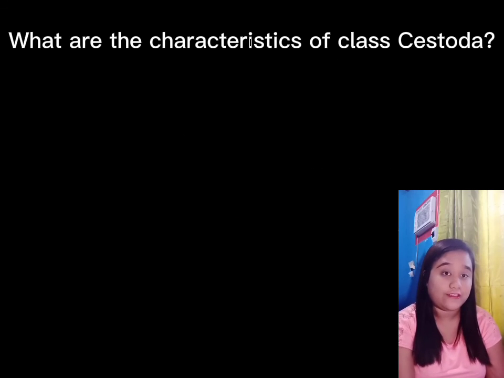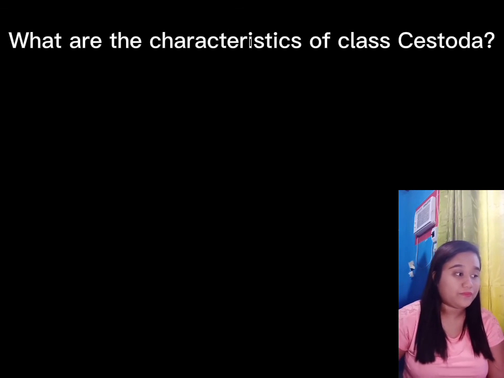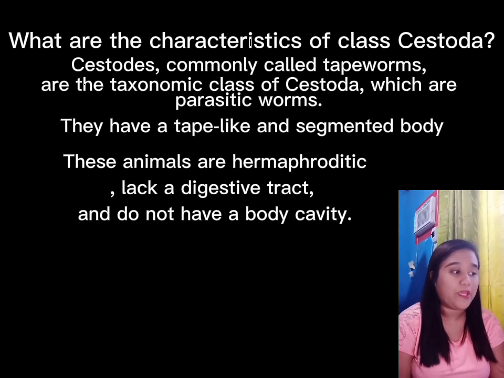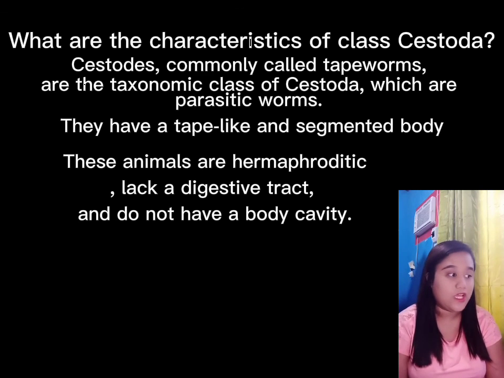So what are the characteristics of cestodes, class Cestoda? Cestodes, commonly called tapeworms, are the taxonomic class Cestoda, which are parasitic worms. They have a tape-like and segmented body. These animals are hermaphroditic, lack a digestive tract, and do not have a body cavity.